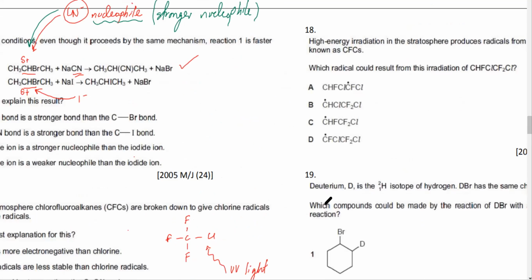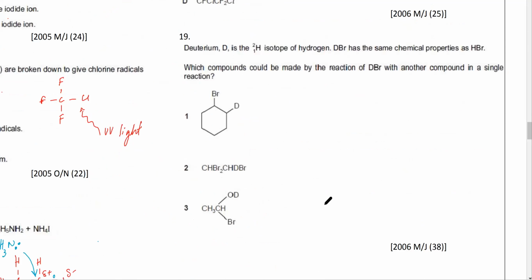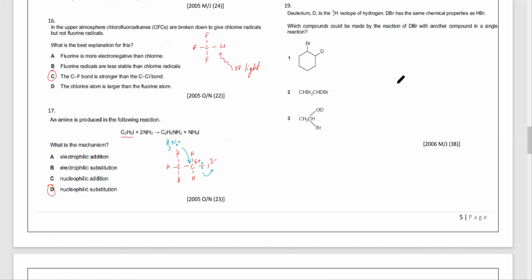Next one, we've already done that. Let's come to this one. The question is: deuterium is an isotope of hydrogen, and DBr has the same chemical properties as HBr. No, leave this one. We haven't done this one either.